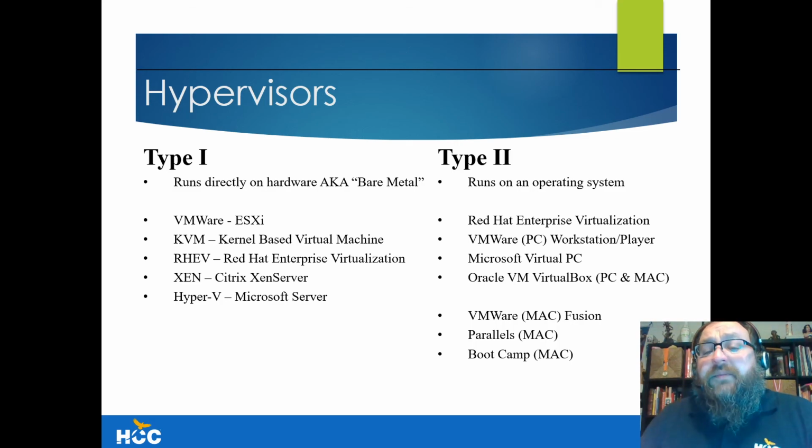Type 2, which we're going to be using in this course here, can be run on Red Hat Enterprise Virtualization. VMware is for PC for both Workstation and Player. Microsoft Virtual PC, technically that's an older version. Can't really use it today in Windows 10. They may bring it back. There's talks of them bringing it back for other things, but until they do, for right now, we're only going to be able to use Workstation Player and VirtualBox from VMware.